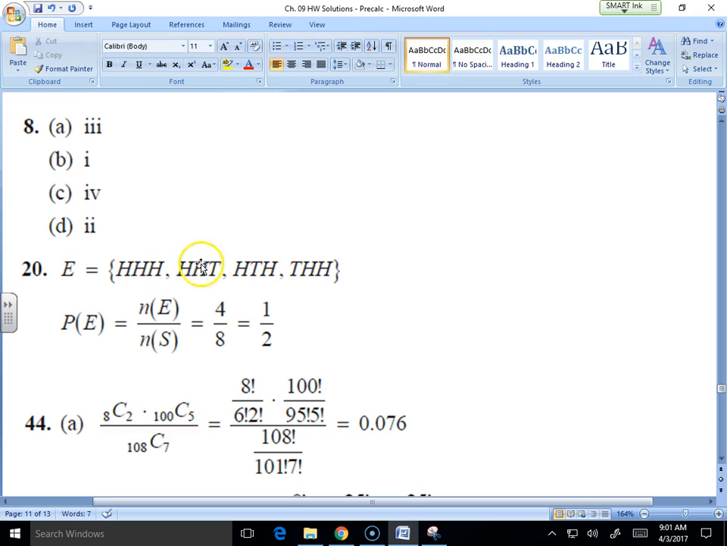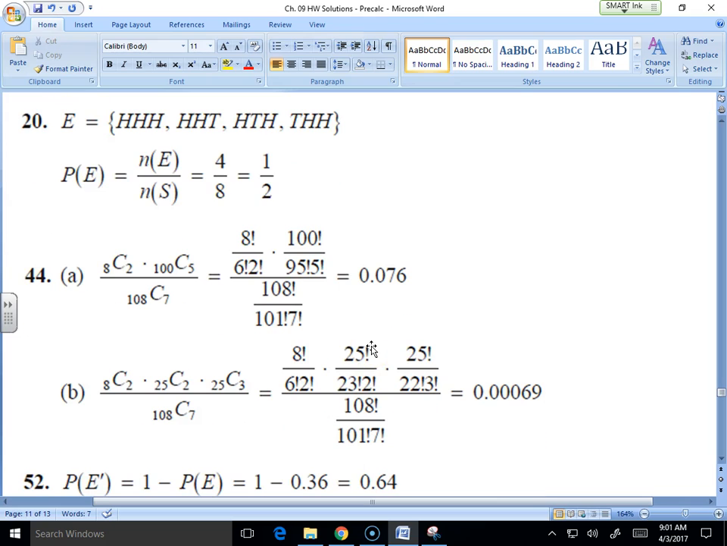Either all 3 would be heads, or the first 2, or the last 2, or the first and the last. So 4 out of 8 total possibilities, which could be found by 2 times 2 times 2. 2 options for the first flip, 2 options for the second flip, 2 options for the third flip. 1/2 or 50%. Sometimes we did fractions for probabilities, sometimes decimals, sometimes percentages. As long as you guys know how to tell the difference, we're okay.